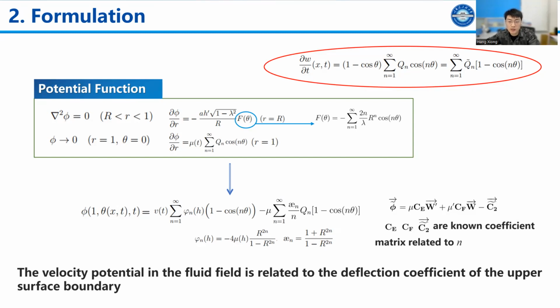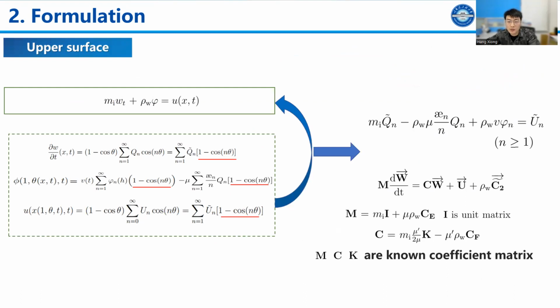And then substitute the known expressions of velocity potential, including the w_t and phi and velocity potential u in the upper surface, and then eliminating the term of 1 minus cosine n theta. Finally, an infinite system of ordinary differential equations in the form of vector about w and u is obtained.